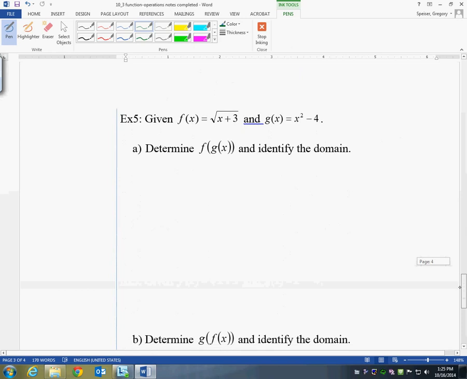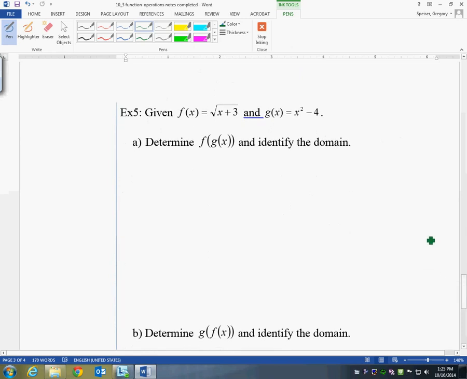All right, let's try number 5. Given f of x is equal to the root of x plus 3 and g of x is x squared minus 4, determine f of g of x and identify the domain. Oh, I'm just going to pause here.